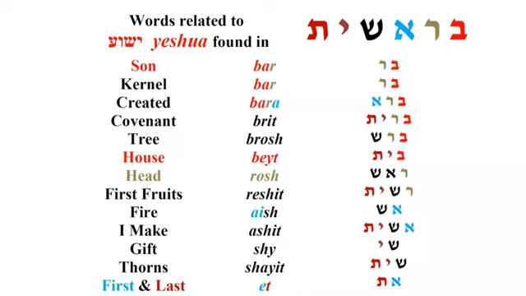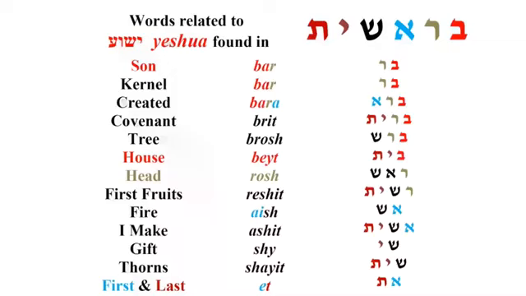We talked about earlier, Aish is fire. Ashit, I make. Shai is gift. Jesus is a gift from God. Shait is thorns. He shows up in a crown of thorns. And twice in the Old Testament we see God shows up in thorns, as a thorn bush with Moses. Right? That's the first showing up. And so you have God shows up in a thorn bush. And earlier you have a ram showing up in a thorn bush with the Abraham story.